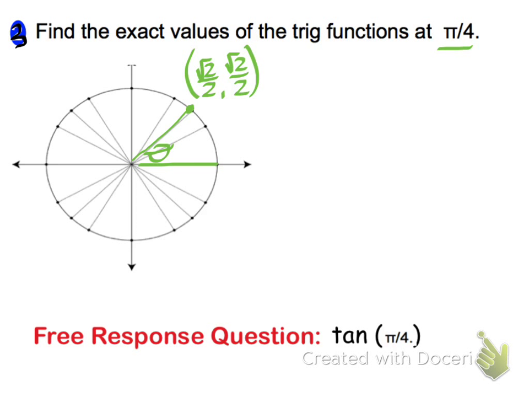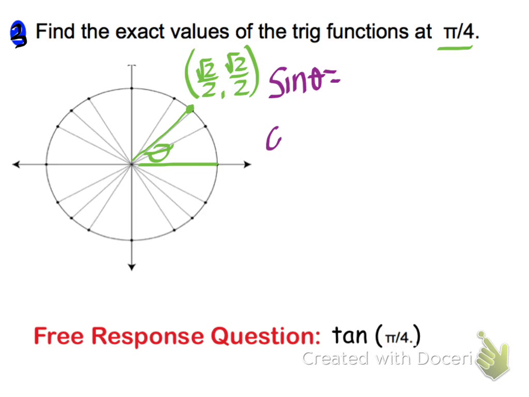So going back, that's how we got the sides to be root 2 over 2 and root 2 over 2, because at pi over 4, we're going to have that isosceles right triangle, and then those side lengths are going to be the same. And since it's a unit circle, that's going to be their value. Now that you have those, I'm going to let you go ahead. I'll start you off with sine, but I want you to go ahead and find the rest.